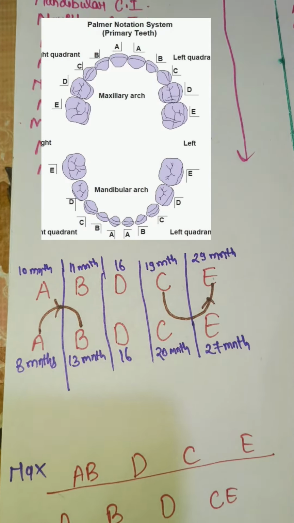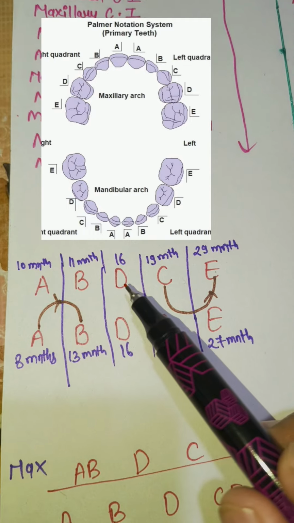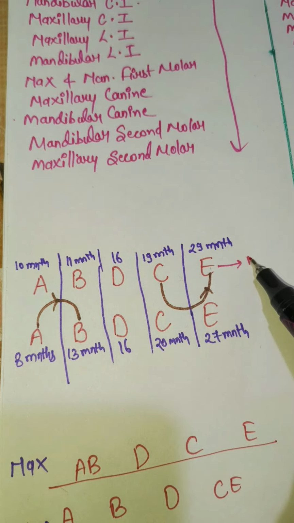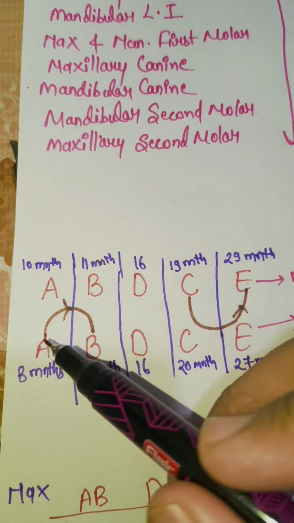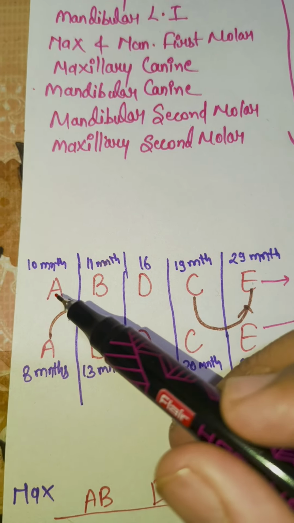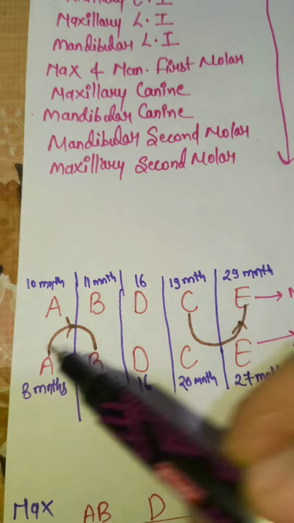So here's the eruption sequence: A for the central incisor, B for the lateral incisor, D for the first molar, C for the canine, and E for the second molar. This is the maxillary teeth and this is the mandibular. The trick to learn is this direction, the clockwise direction. For the central incisor and lateral incisor, and for the canine and the second molar, it is the anti-clockwise direction. So that is the clockwise direction.